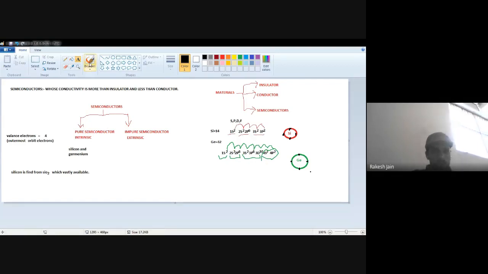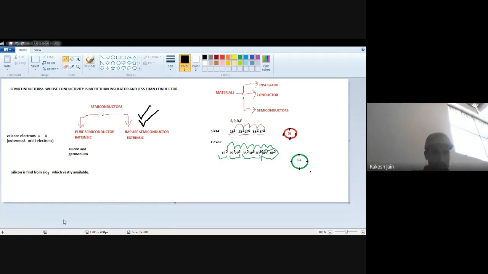Now, how many types of impure semiconductors are there? One of the most important things I'm going to tell you: semiconductor devices like transistors, diodes, all those consist of some semiconductors. So are they pure or impure? Which semiconductor is used? Remember that we always use the impure semiconductor, not the pure semiconductor.